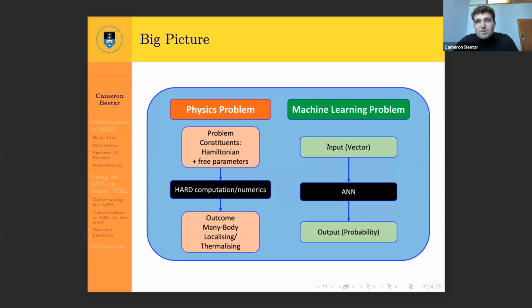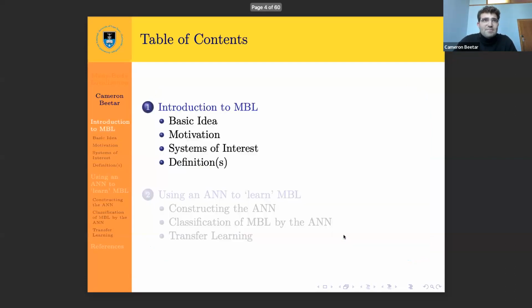And the map between the two problems comes in the form of an input. So your problem constituents are mapped to an input vector. The hard computation numerics are replaced by your neural network. And the outcome is some probability. In this case, it'll be a probability of being localizing or thermalizing.